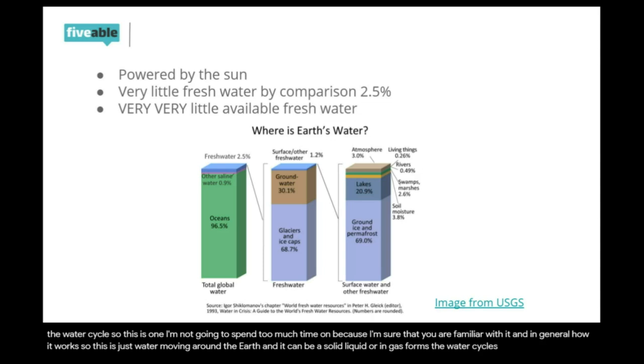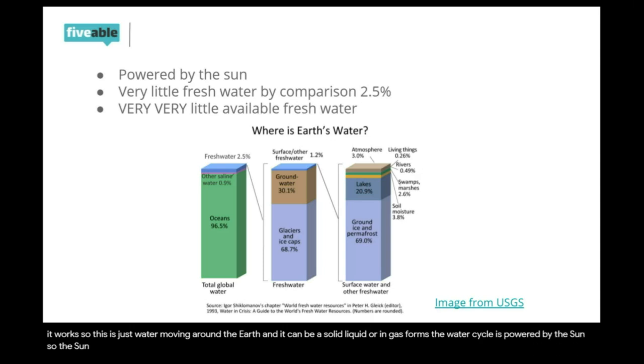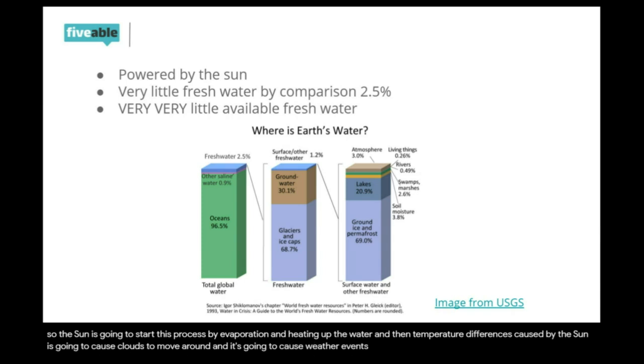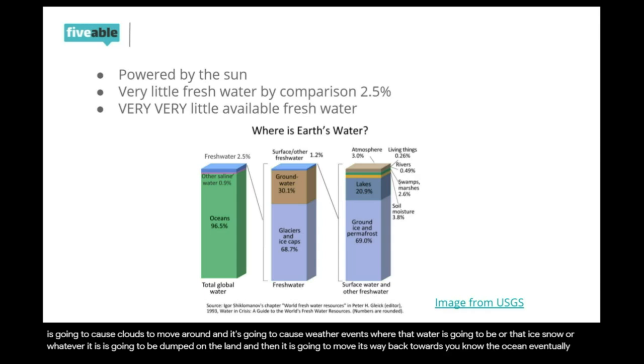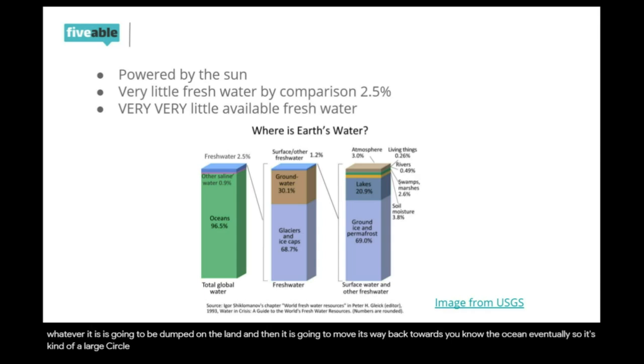The water cycle is powered by the sun. So the sun is going to start this process by evaporation and heating up the water. And then temperature differences caused by the sun are going to cause clouds to move around, and it's going to cause weather events where that water, or that ice, snow, or whatever it is, is going to be dumped on the land. And then it is going to move its way back towards the ocean eventually. So it's kind of a large circle.